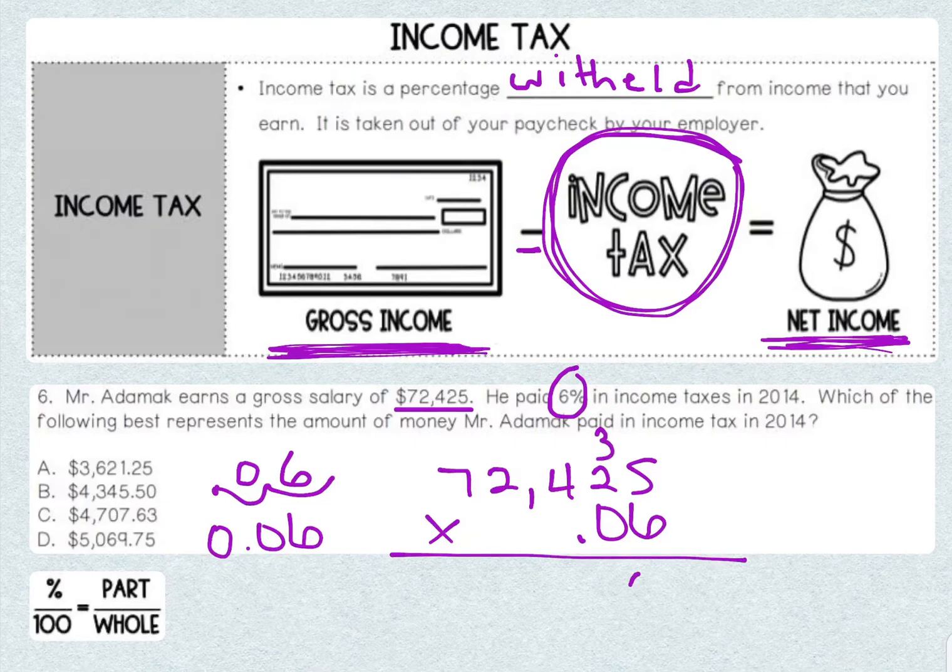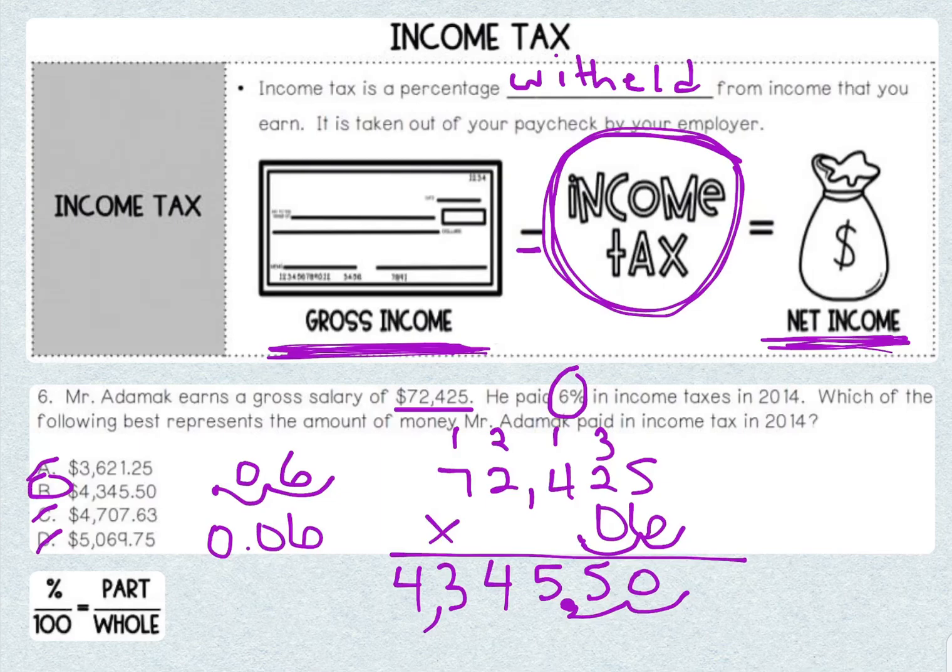6 times 5 is 30. 6 times 2 is 12, plus 3 is 15. 6 times 4 is 24, plus 1 is 25. 6 times 2 is 12, plus 2 is 14. 6 times 7 is 42, plus 1 is 43. So remember, in this one we have 2 decimal places, so we have to move our decimal 1, 2, and we get $4,345.50, which is answer choice B.